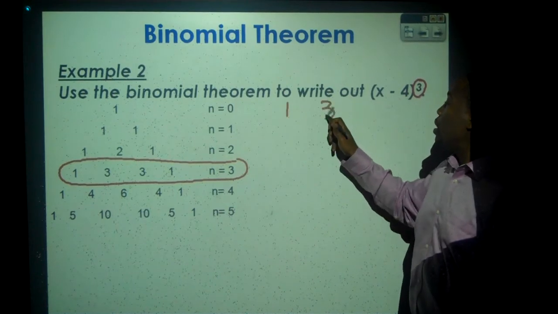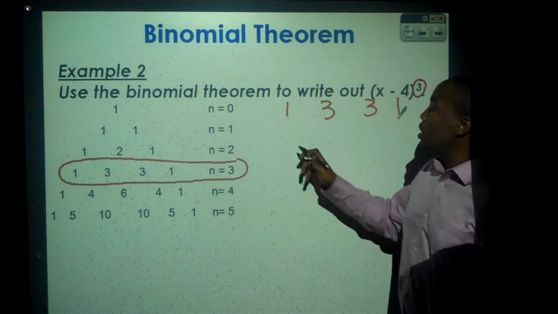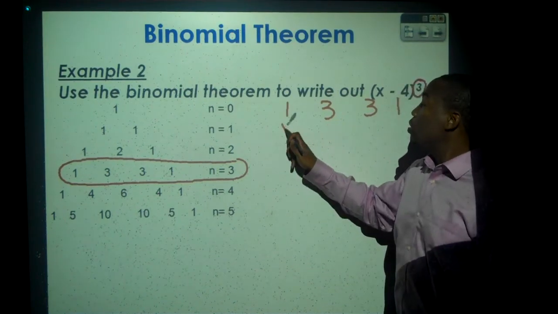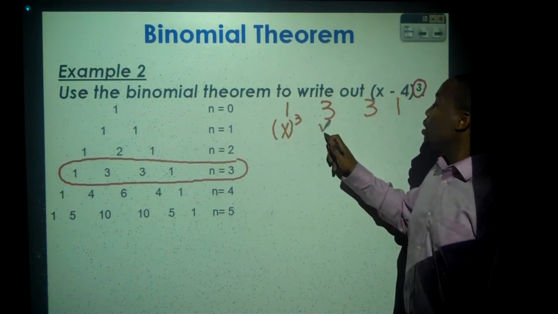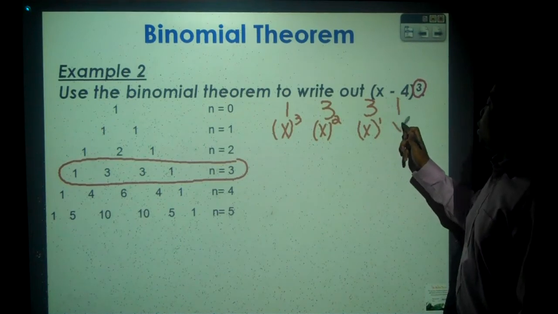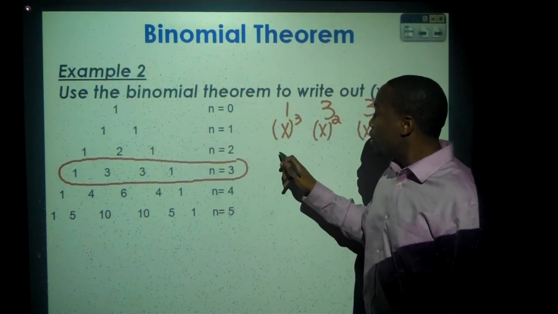1, 3, 3, 1. So I'll take our first monomial, and we're going to start at 3 and count all the way down to 0. So it would be x to the third, x to the squared, x to the 1, and then of course x to 0.